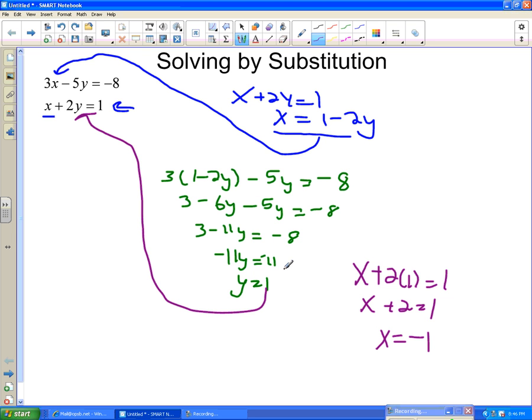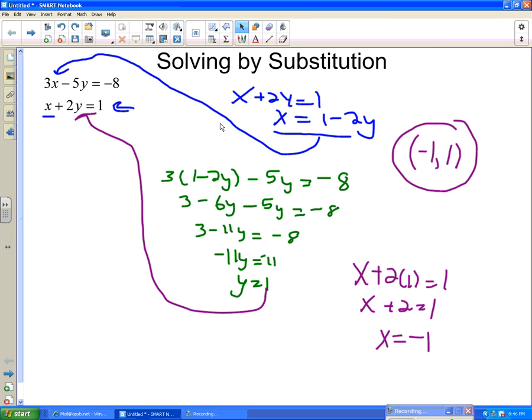I know what x is. I know what y is. And I'm going to write my answer as an ordered pair. So I'm going to have the ordered pair negative 1, comma 1, and that's going to be my solution. So that means when I graph these two lines, they're going to intersect at the point negative 1, 1, and I have an independent system.